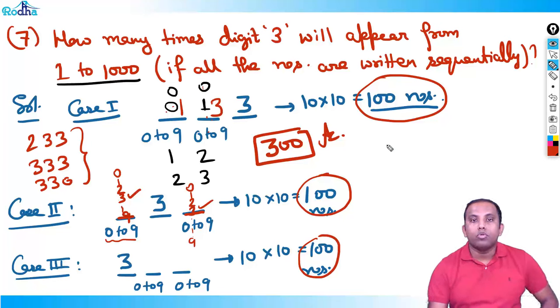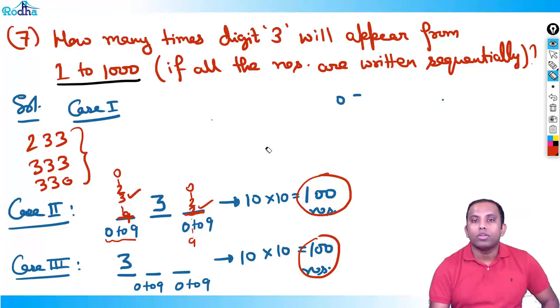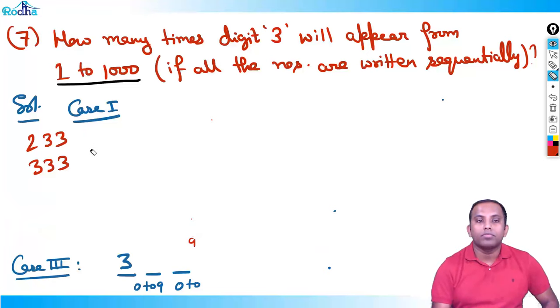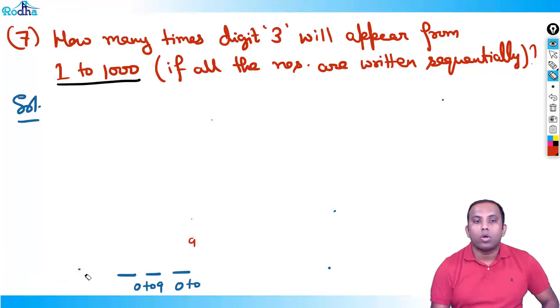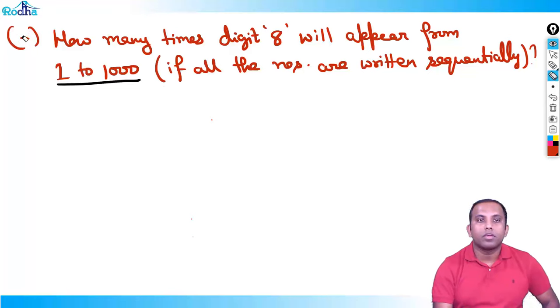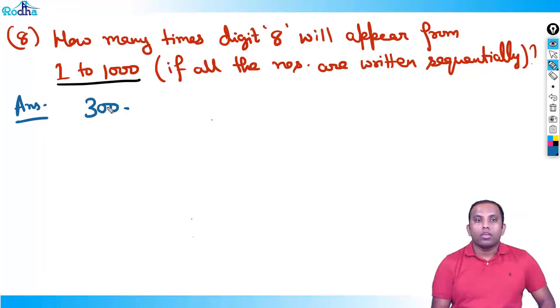Okay. Now, move to the 8th point. Should I need to change the question? I don't think so. Even if I change this question to how many times digit 4 is appearing, let it be question 8. Now how many times will digit 8 appear here? What is the answer? The answer is the same. The answer is 300. Okay, clear?